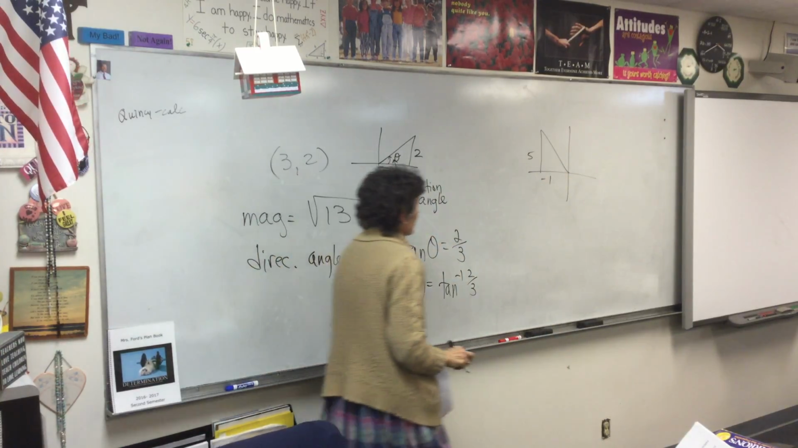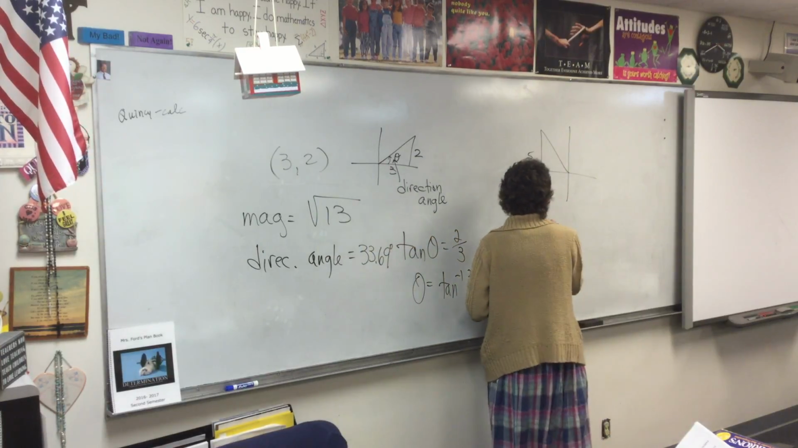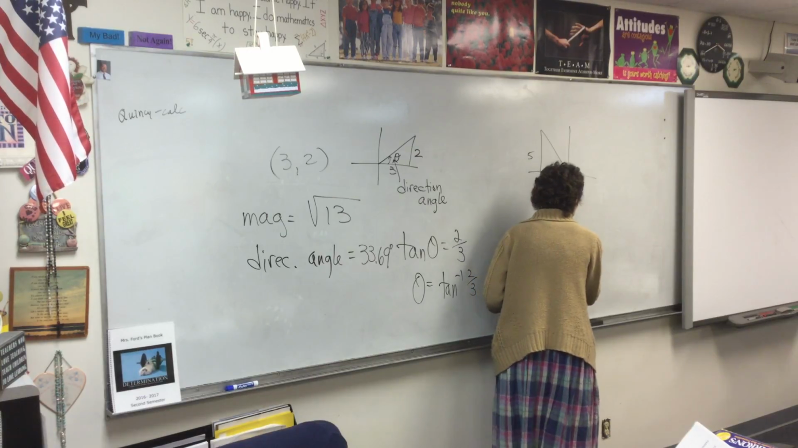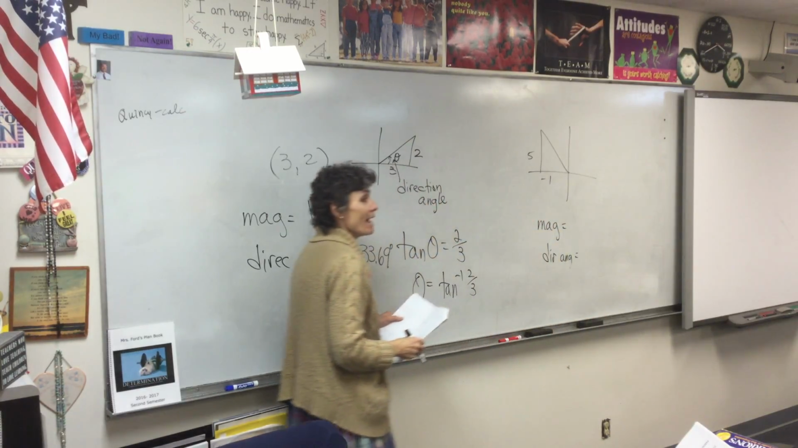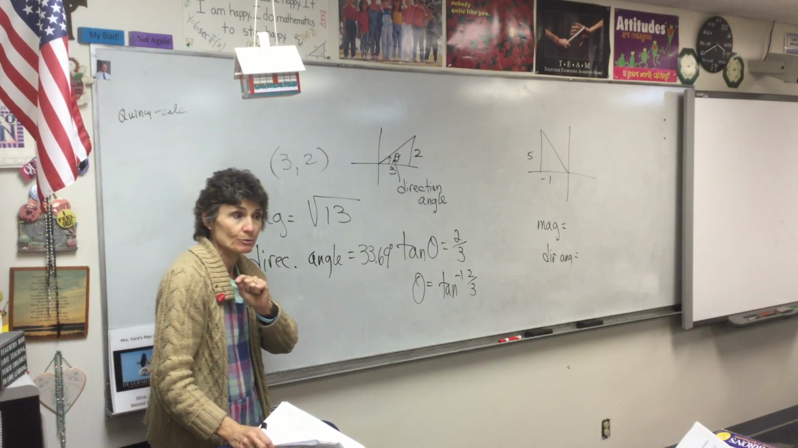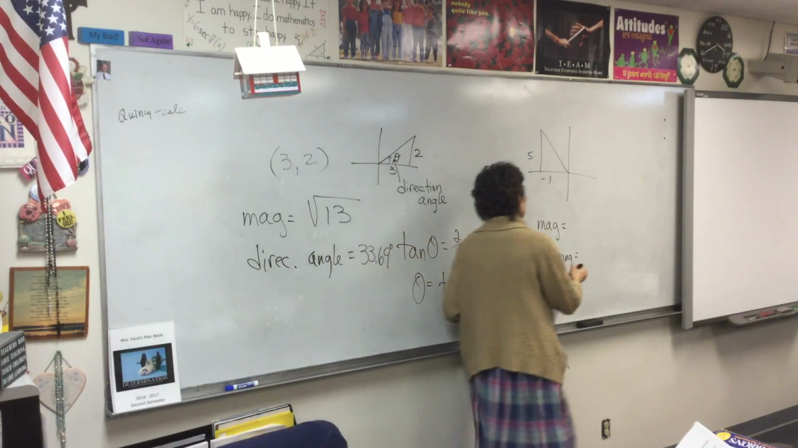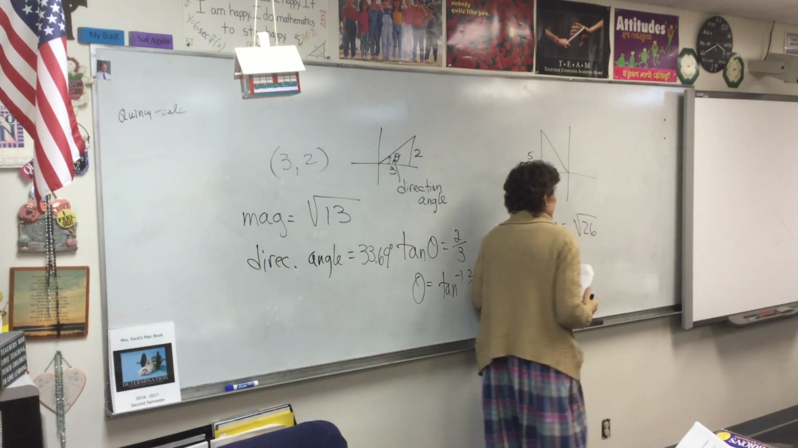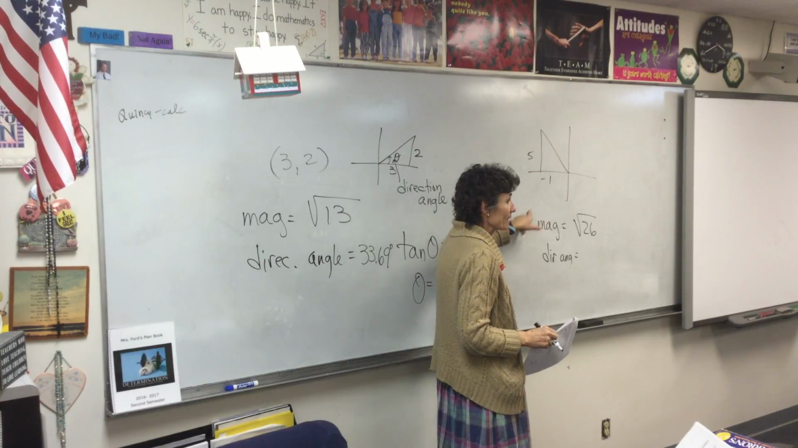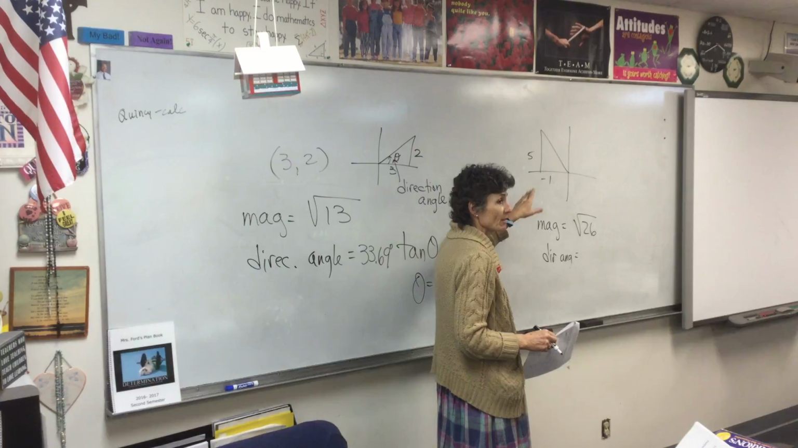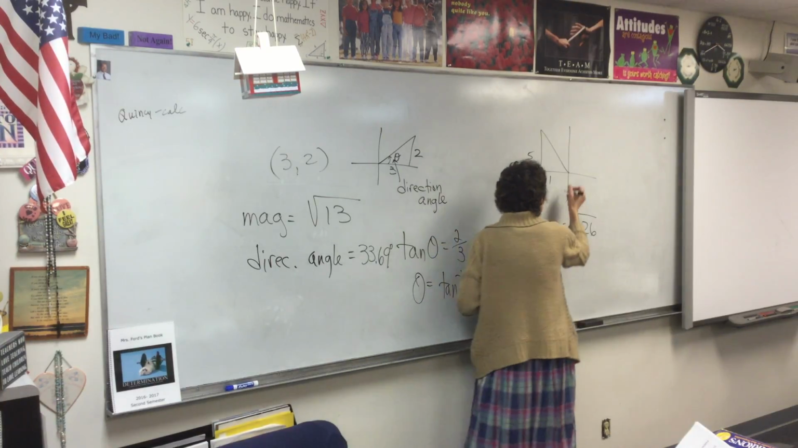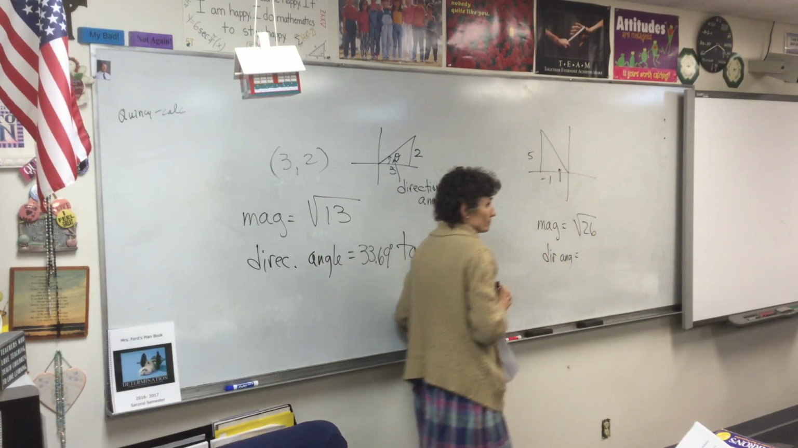Number 2, the vector is (-1, 5). What would the magnitude be? Everybody in this room better be able to tell me the magnitude. Square root of 26. 5 squared, 1 squared, add them together, take the square root, Pythagorean theorem. Root 26. Now I need to find this angle right here.